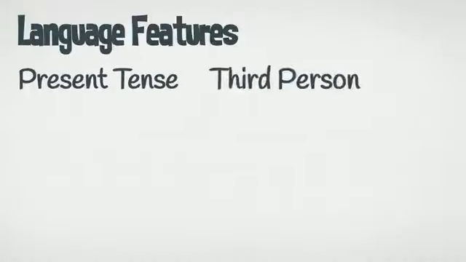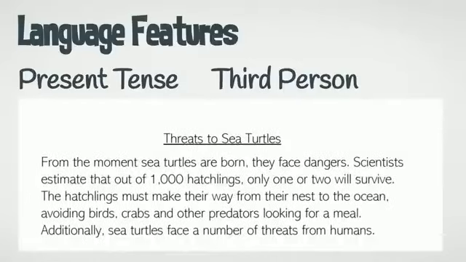Information reports should be written in present tense and in third person. Let's go back to the introduction we looked at earlier. We can see that present tense has been used here. It's also written in third person.